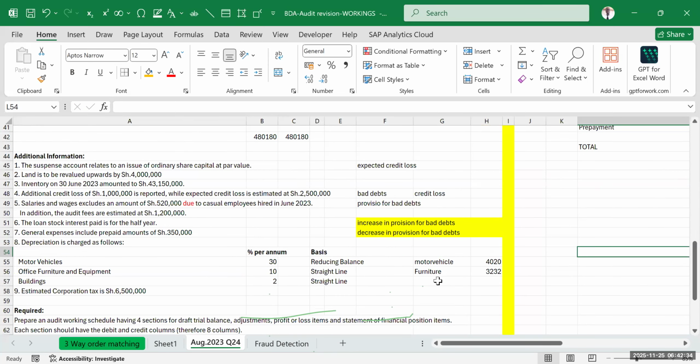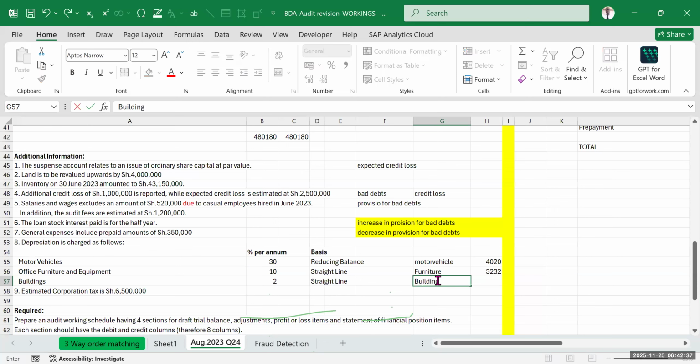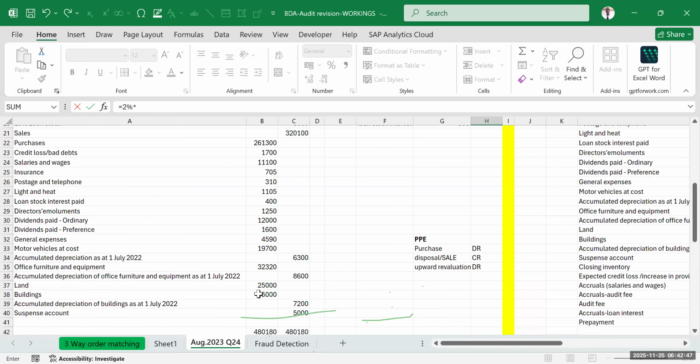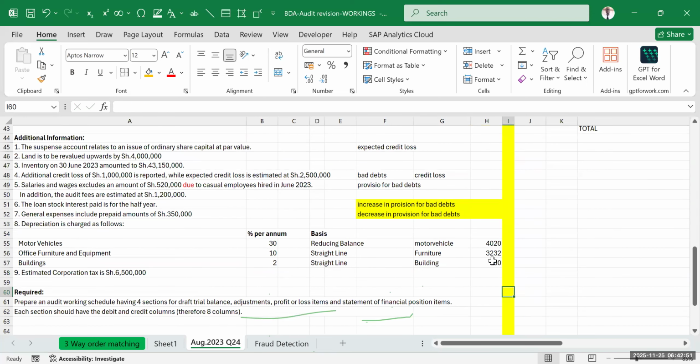Then for building, we've also been given the method of depreciation. So for building, we are depreciating it at 2%. Also straight line. So that is also very easy. Straight line is on cost, whereas building 45,000 is the cost of that building. So 2% of 45,000 is 900.